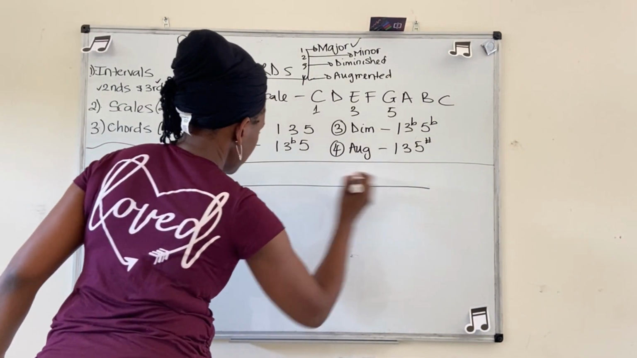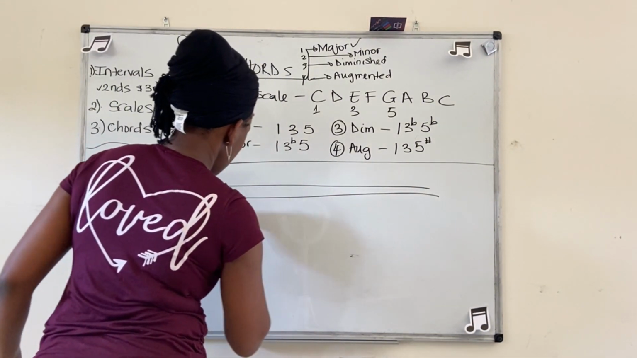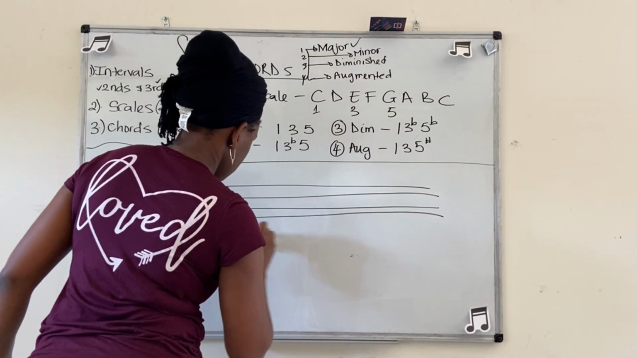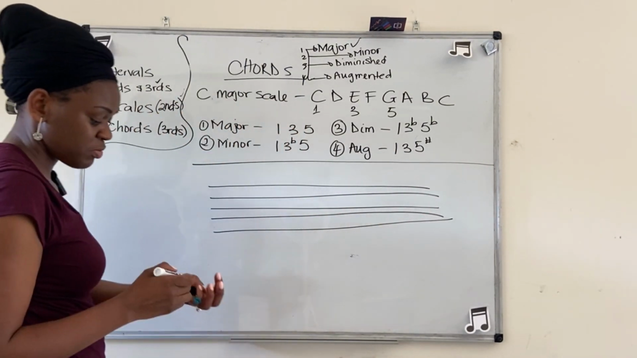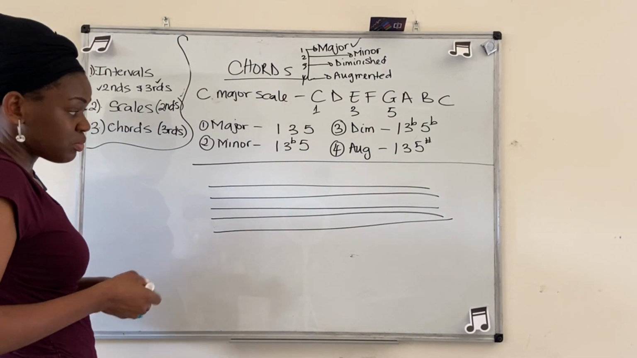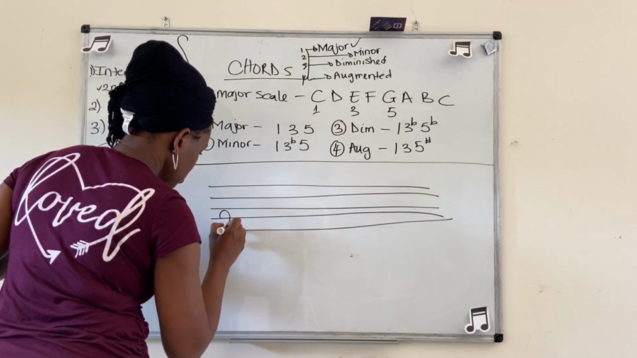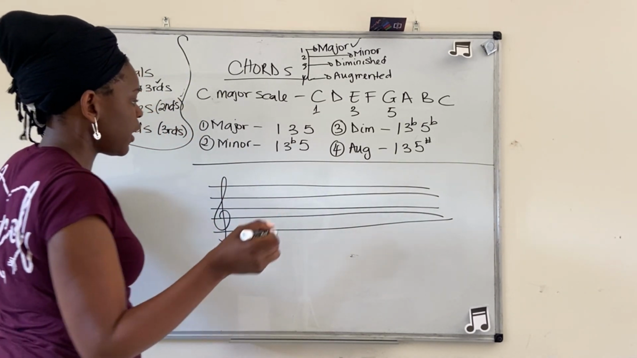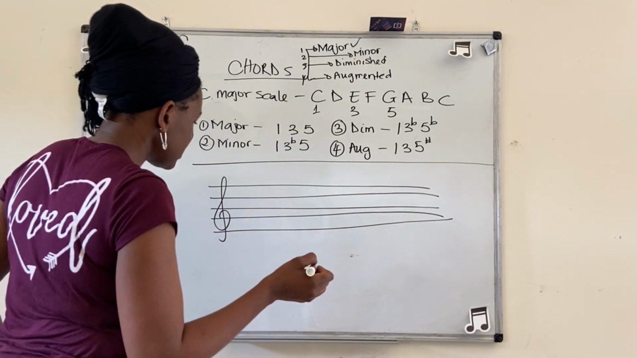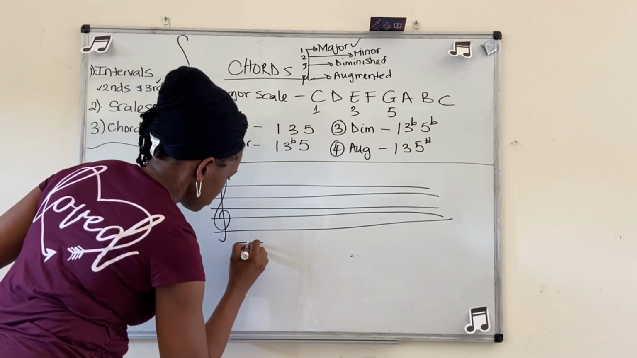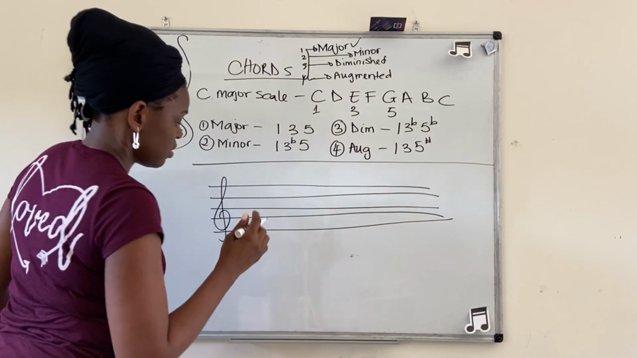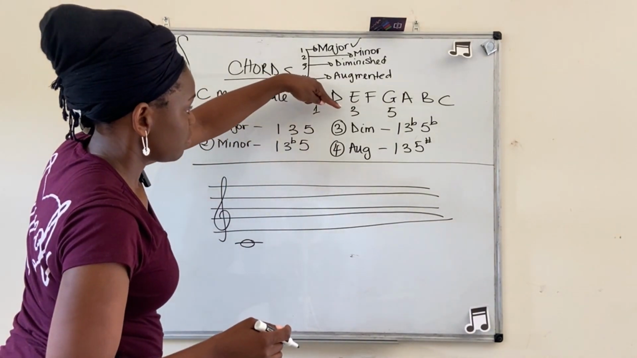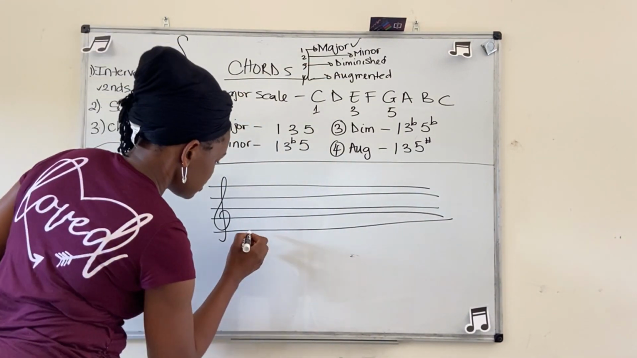This is our staff with our treble clef. Please check out my introductory video down below in the description. So here, let's take the C chord that we started with. This is the C, and since chords move, 1 is C, 3 is E, this is E.